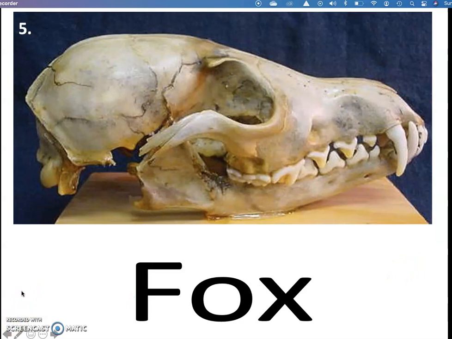Next up, we have the fox, and from this skull it's quite easy to see that the fox is a carnivore. Very large incisors at the front, a series of sharp canines in the middle, and then some molars towards the back. So the fox is our first carnivore.